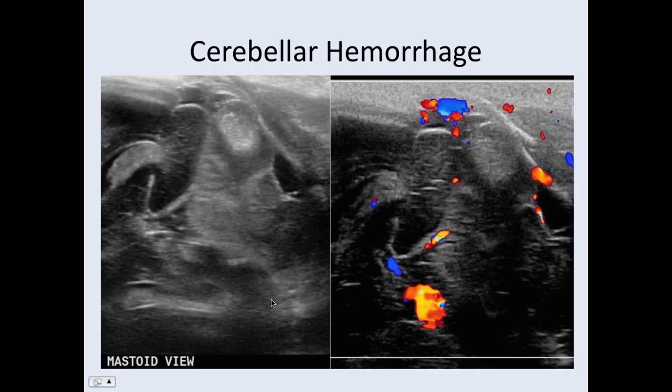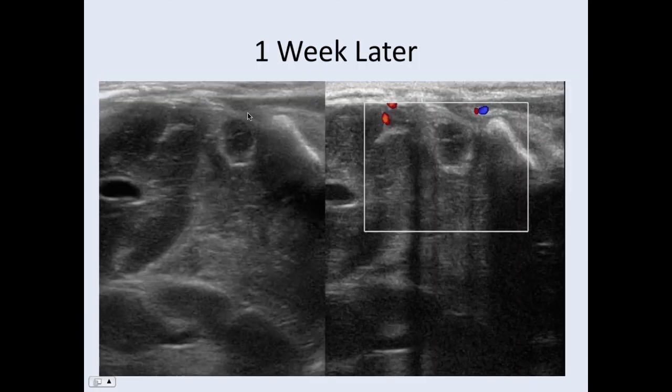Here's a nice example of a cerebellar hemorrhage. This shows you one of the advantages of the mastoid views. So we get much better detail of the cerebellum. We see this focal echogenic area here, had no blood flow. And then following up 1 week later, we see that the hemorrhage has evolved and become hypoechoic, just like we expect hemorrhages to do over time.